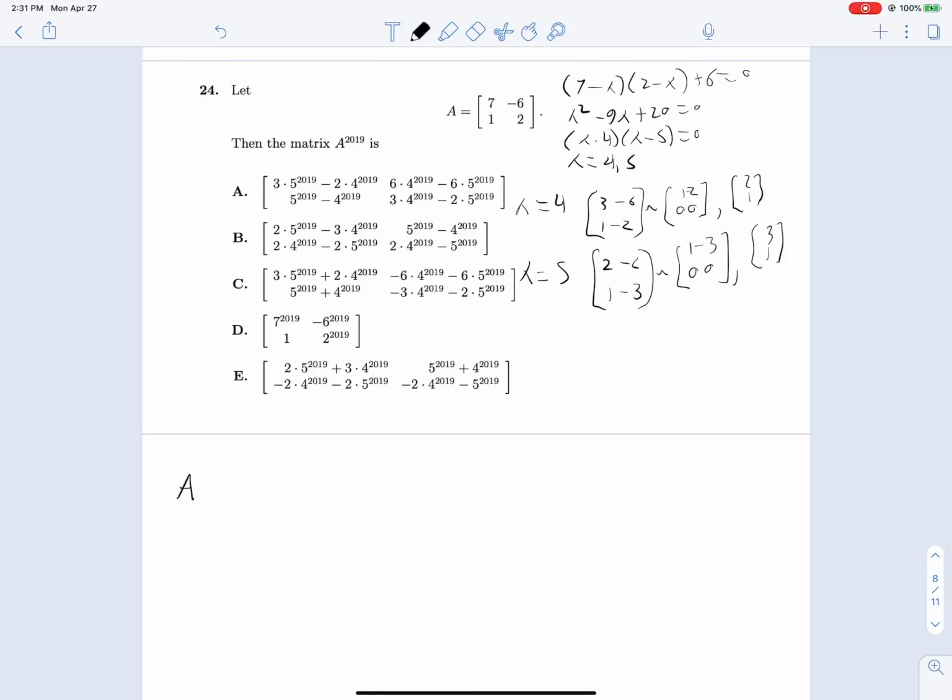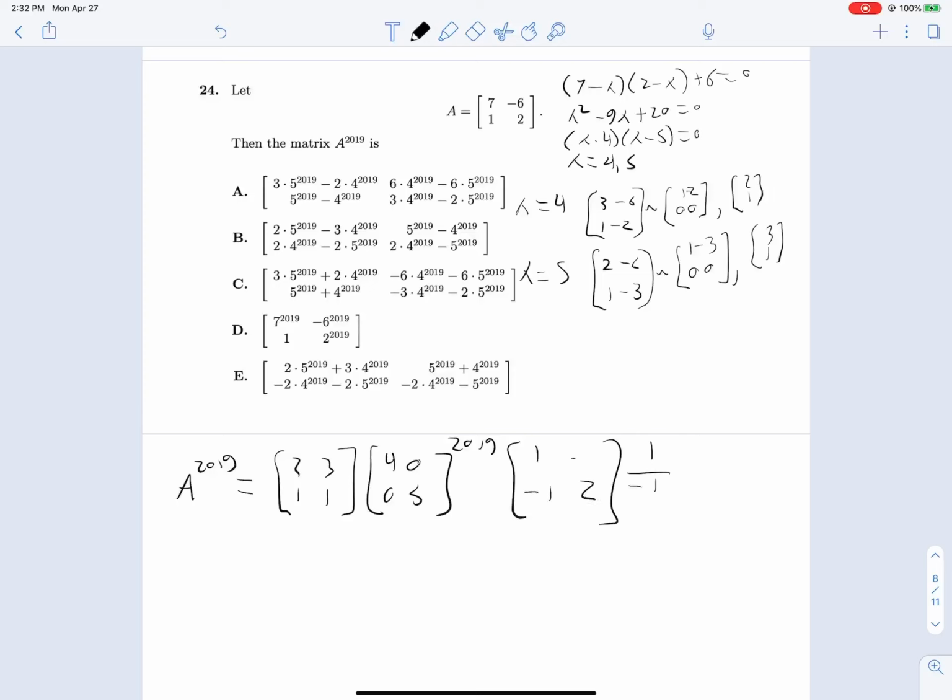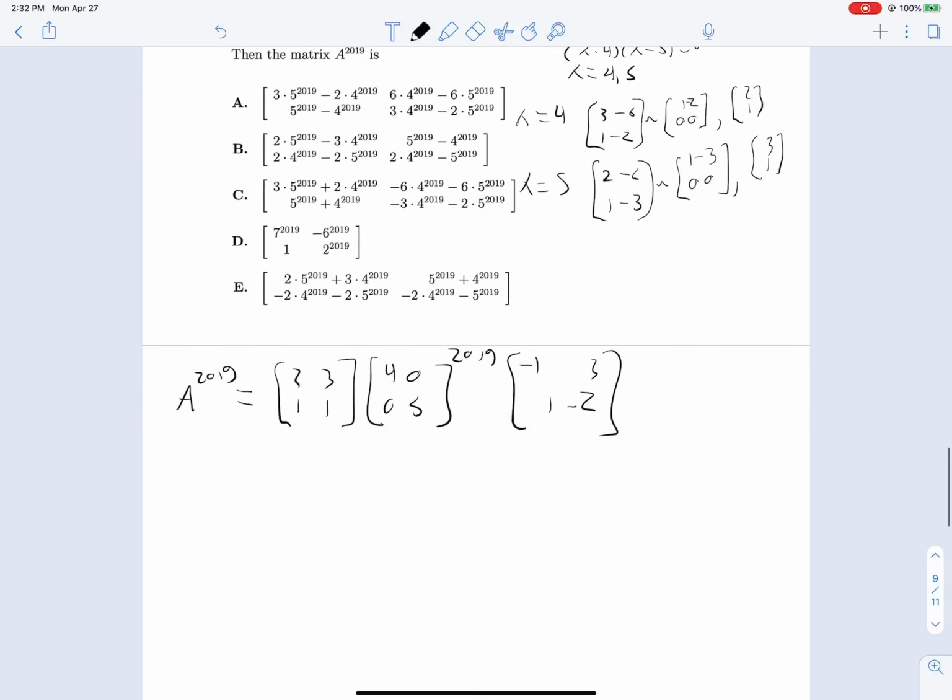Okay, awesome. That means that we can pretty much go and write our expression for our diagonalization, which will be A to the 2019 is equal to our matrix P, which is our ordered set of eigenvectors 2, 1, 3, 1, multiplied by our matrix D, which will be 4, 0, 0, 5 to the 2019, multiplied by P inverse, where the determinant of P is negative 1, so 1 over negative 1, multiplied by 1, 2, negative 1, negative 3. So factoring in that negative sign, that is what we get there.